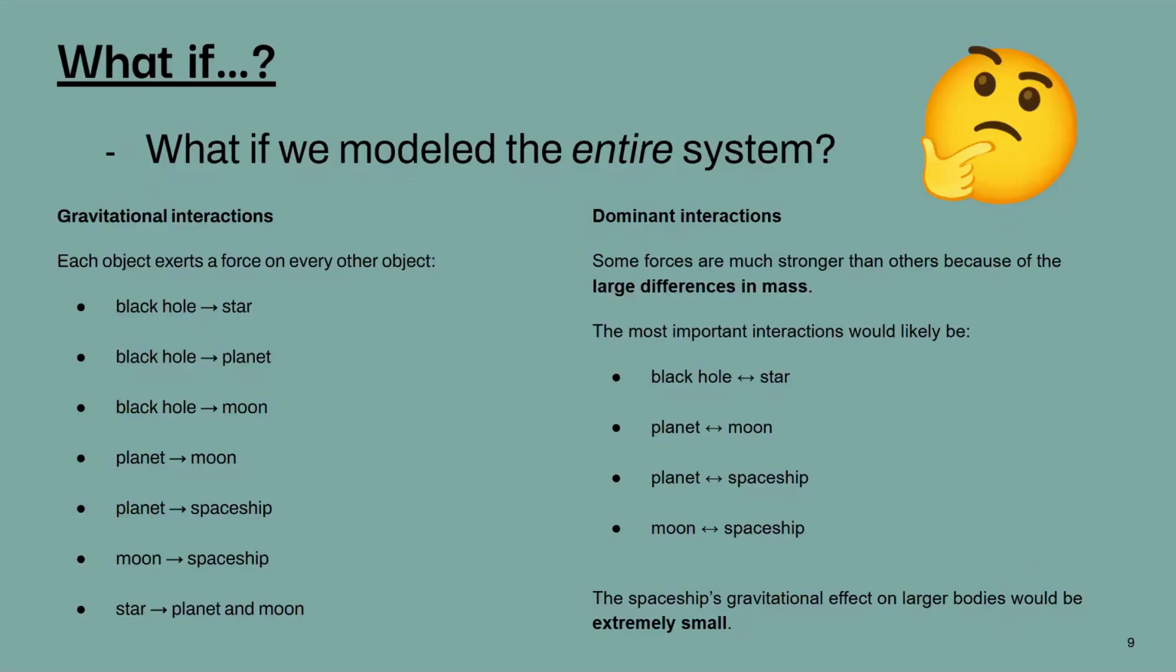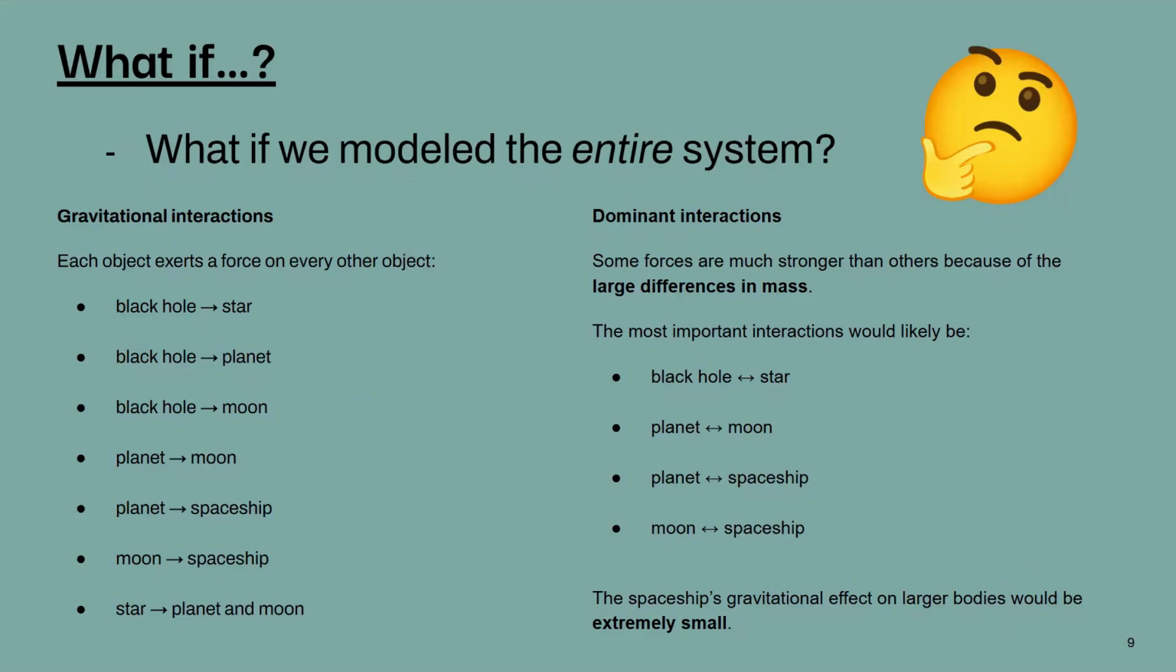So what if we model the entire system? If we wanted to model the motion of the entire system more realistically, the computational model would need to include gravitational interactions between every pair of objects. This includes interactions between the black hole, star, planet, moon, and spaceship. Each object exerts a gravitational force on every other object.